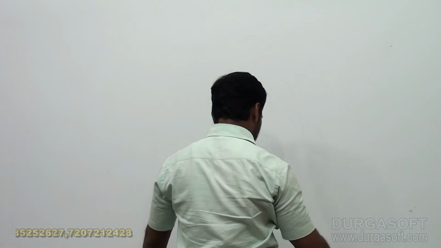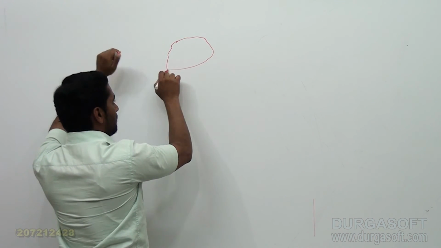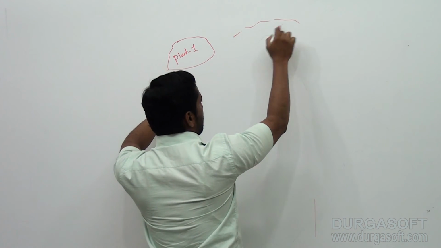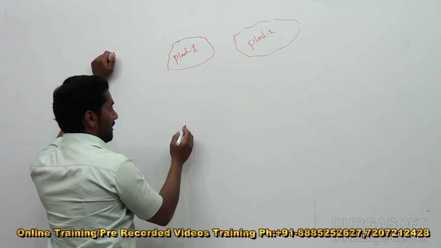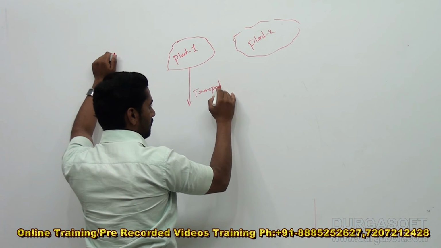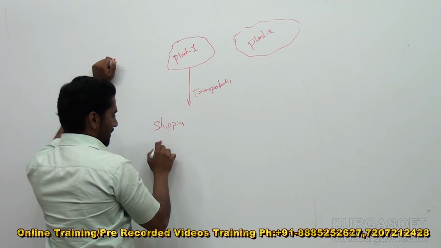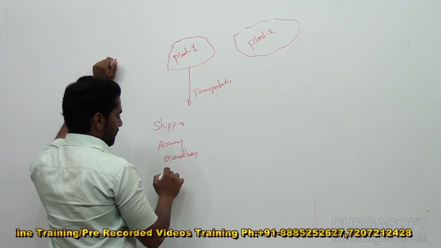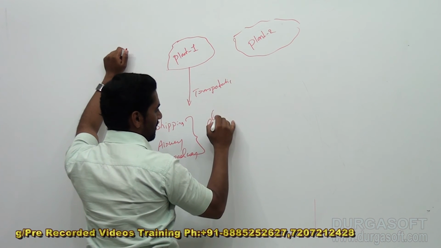Now let's discuss how the delivery will take place. Suppose in a real time environment the client may have a sales plant, plant number 1, and he may have one more plant here. He has some way to transport: you can do transportation using shipping, some airways, some roadways, some other things. So this shipping transport will take place to the destination part.